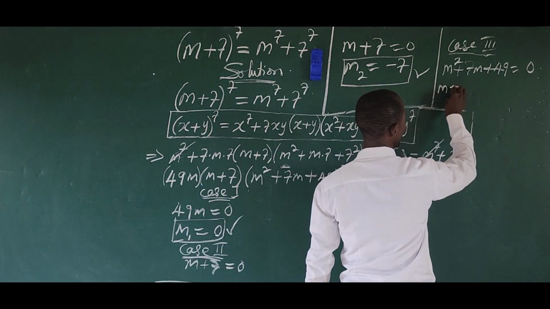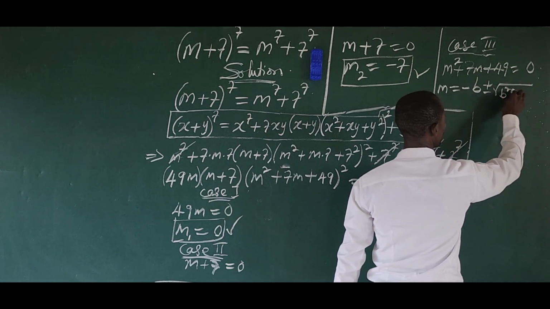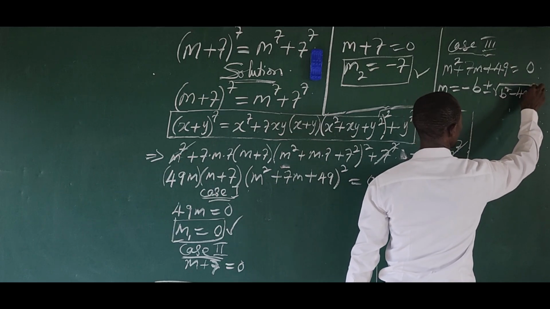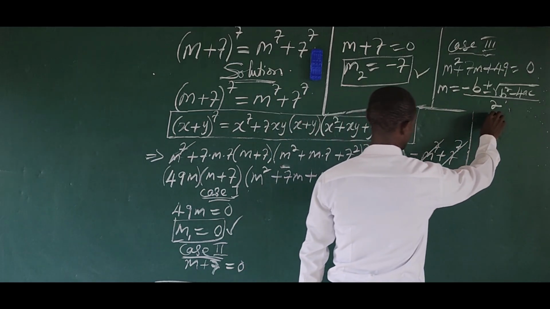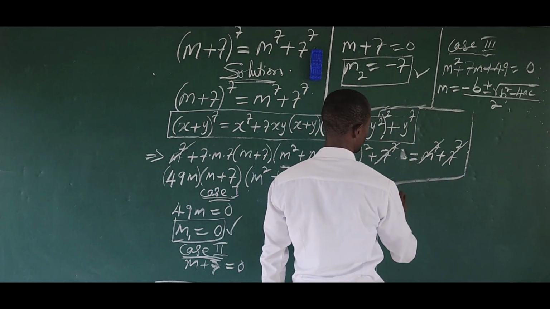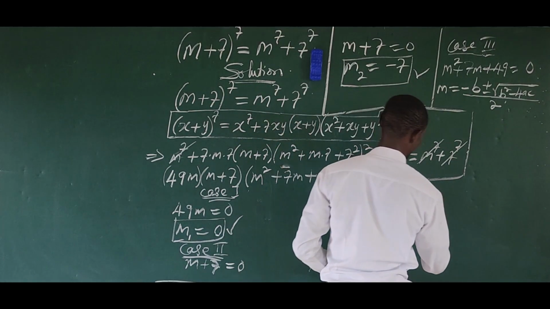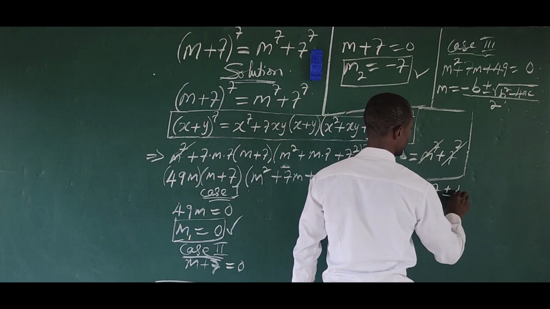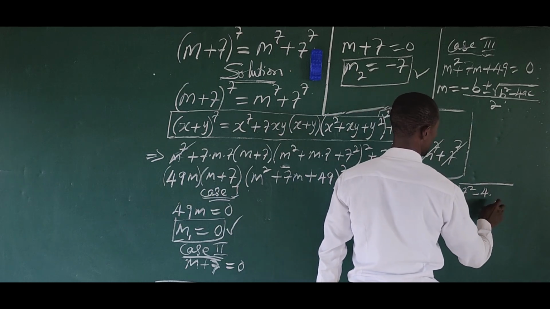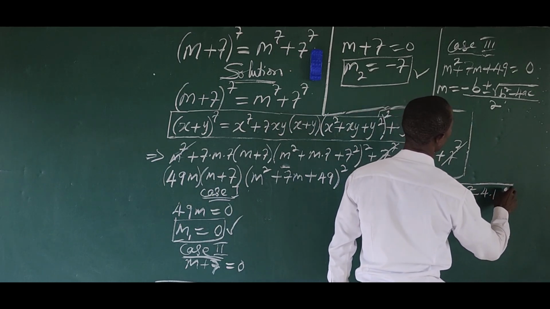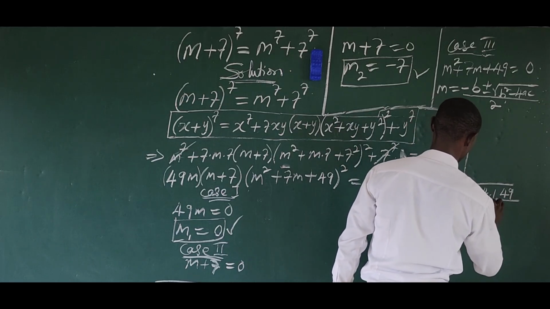Using the formula method, we're going to have m is equal to minus b plus or minus the square root of b squared minus 4ac, all over 2a. Because of space, let's come back to this place here. If we substitute, m will now be equal to, what is our b? Our b is 7. So we have minus 7 plus or minus the square root of 7 to the power of 2 minus 4 times 1 times 49, everything all over 2 times 1.